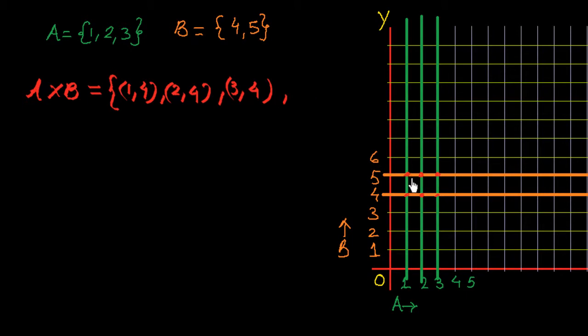Similarly, we obtain these values: (1, 5), (2, 5) and finally (3, 5). So this is the relation from A to B, A cross B. It is the universal relation, mentioned by A cross B.